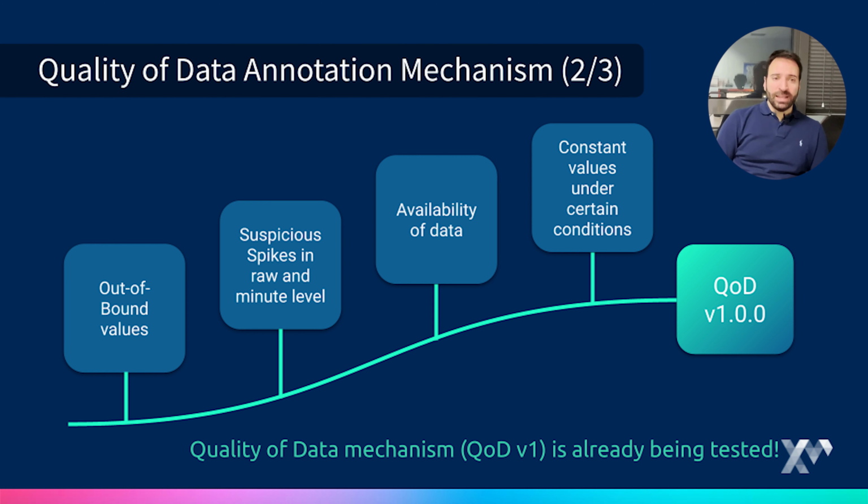Second, we identify suspicious spikes across different temporal levels to detect sensor faults or bad deployments based on WMO criteria. For example, a temperature change of larger than 3 degrees Celsius within a minute is considered as suspicious given the usual rate of temperature fluctuation.